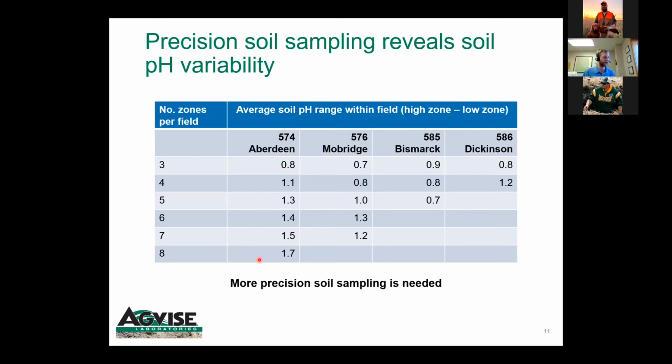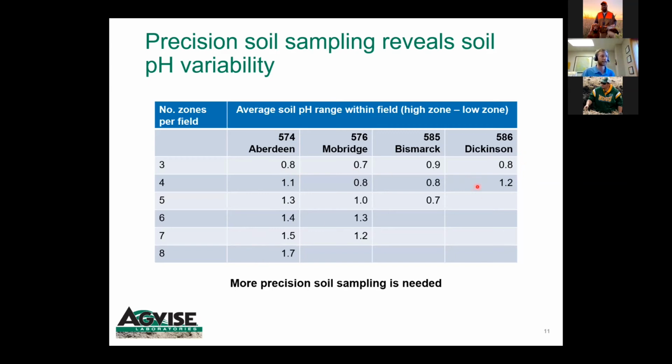And if you further increased the number of zones in the field, in other words, we're capturing more and more variability, that pH range within the field goes up to 1.7. So this is just on average. There are of course examples where that pH variability is much worse, and also examples where it's not as bad.